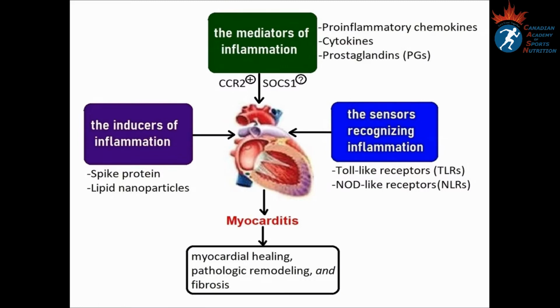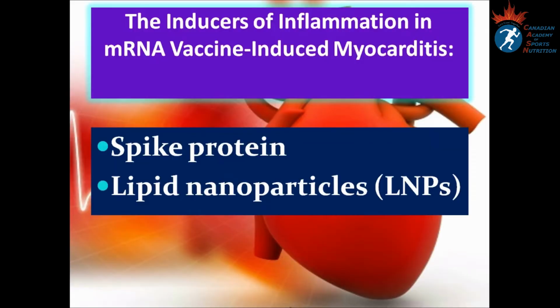When someone develops myocarditis, the heart will go through healing and remodeling phases, which can leave behind fibrosis to some extent. As I said in the previous slide, the inducers of inflammation in mRNA-induced myocarditis are spike protein and lipid nanoparticles, both. I am going to show you a few studies and published articles that confirm and support the notion that these 2 are the main culprits when it comes to inflammation of the heart.